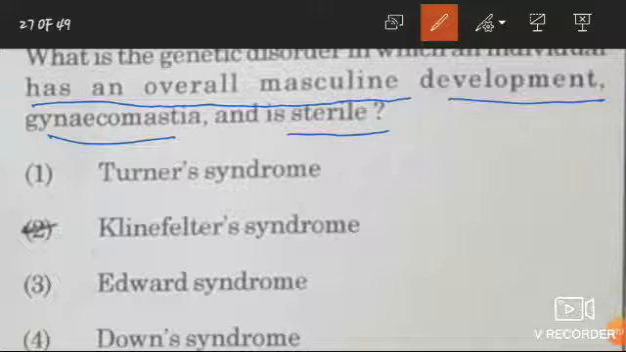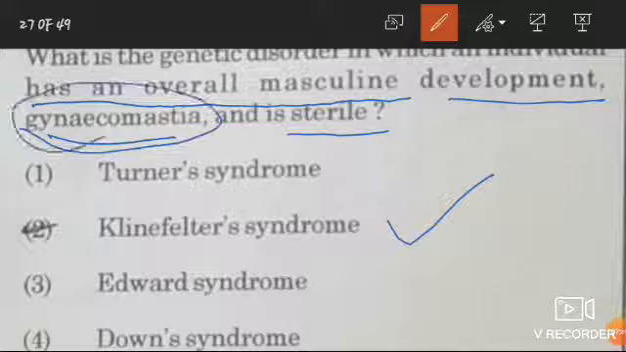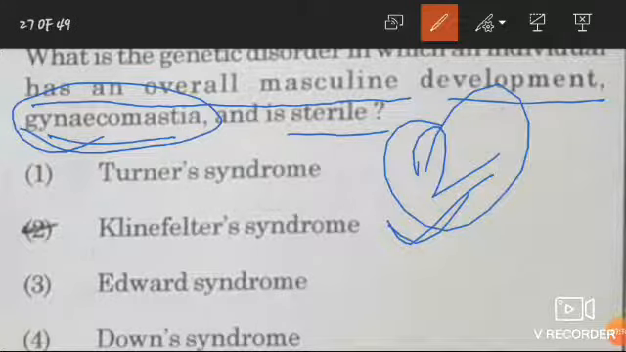So the answer of this question is Klinefelter syndrome. As we have discussed all of these syndromes, I told you that in Klinefelter syndrome overall masculine development occurs, but there is a condition named gynecomastia. So the answer of this question is answer number 2.